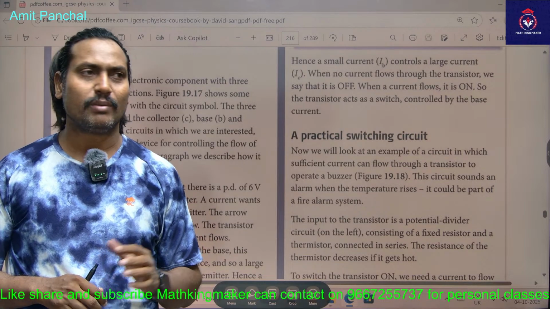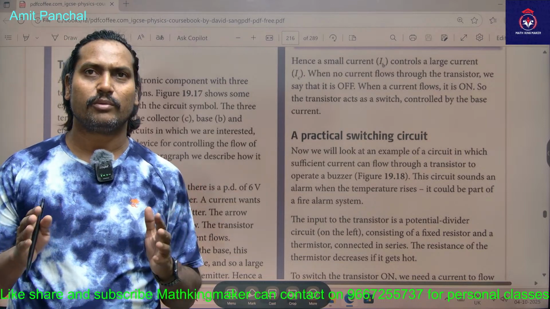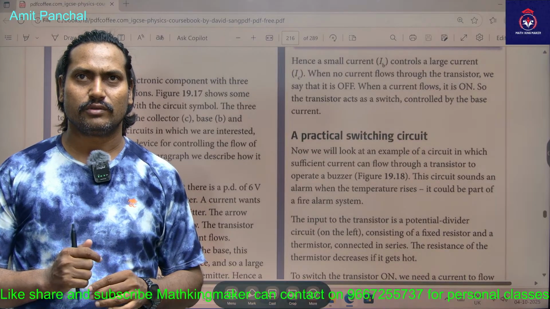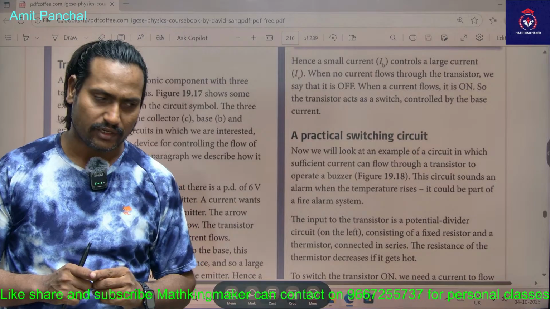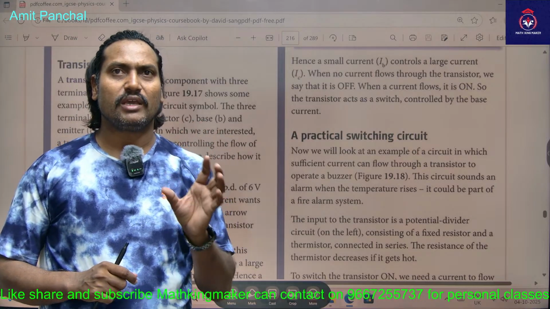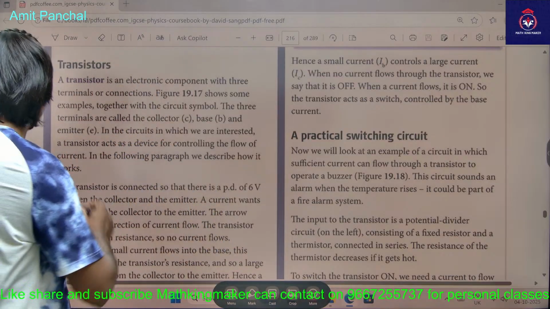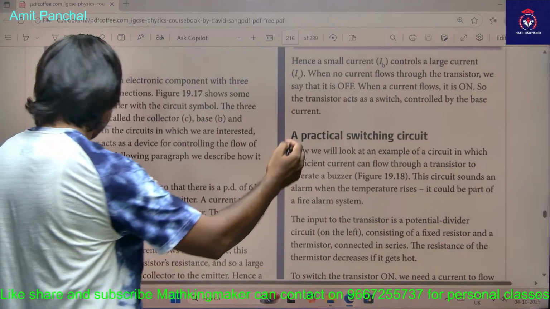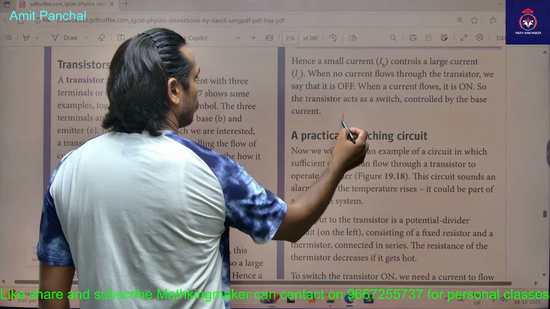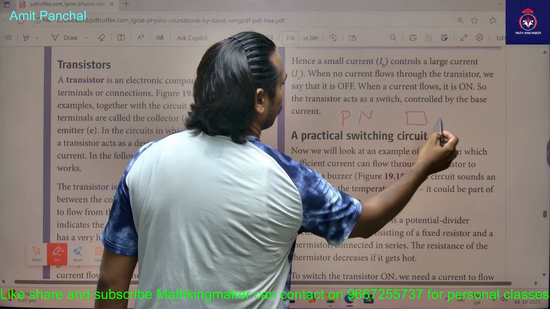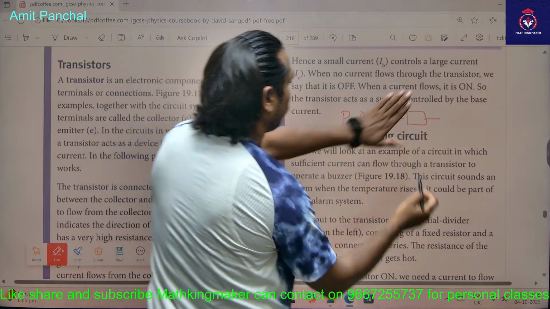Do you remember that last class I told you about the diode? The diode, the LED light. It ensures that current moves in only one direction. That is called a PN junction diode. So this is the symbol for the diode.